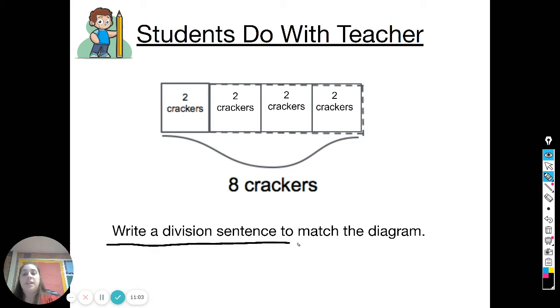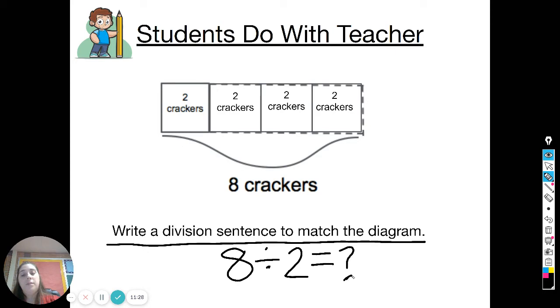So now let's write a division sentence to match the diagram. Well, remember, in division, our biggest number always goes first. So our biggest number is 8, which is our total. We divided it into groups of 2 because we put 2 crackers in each group. So then we end up with what? Go ahead and write that division sentence. And then solve that division sentence, and then we're going to share what we solved. 8 crackers divided into groups of 2 equals how many groups?